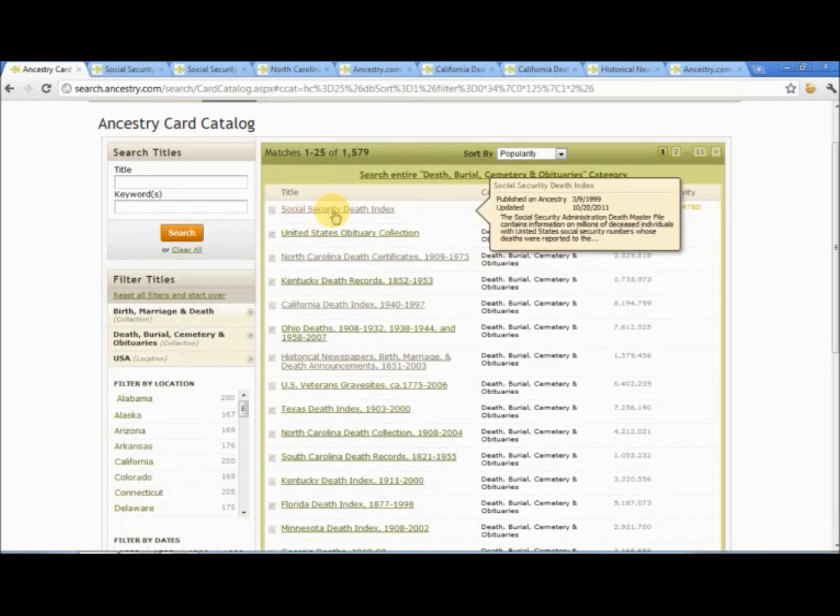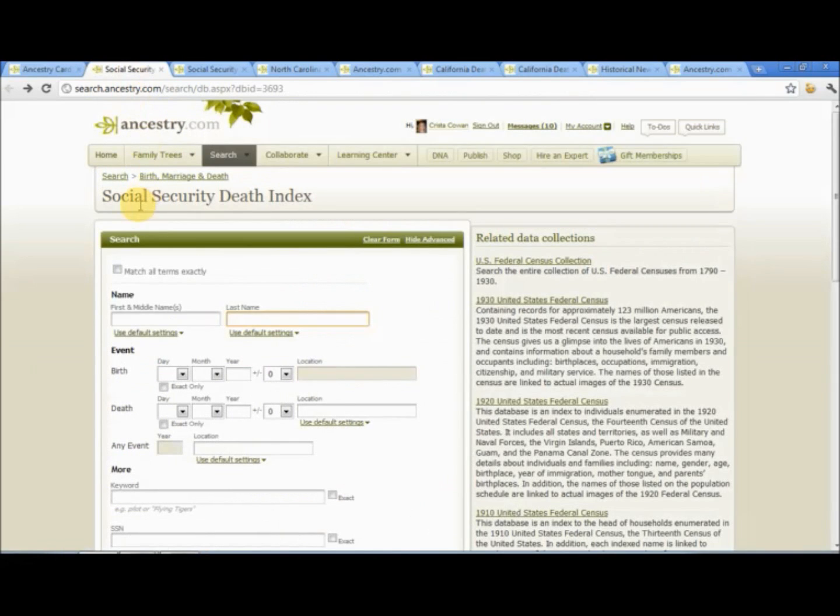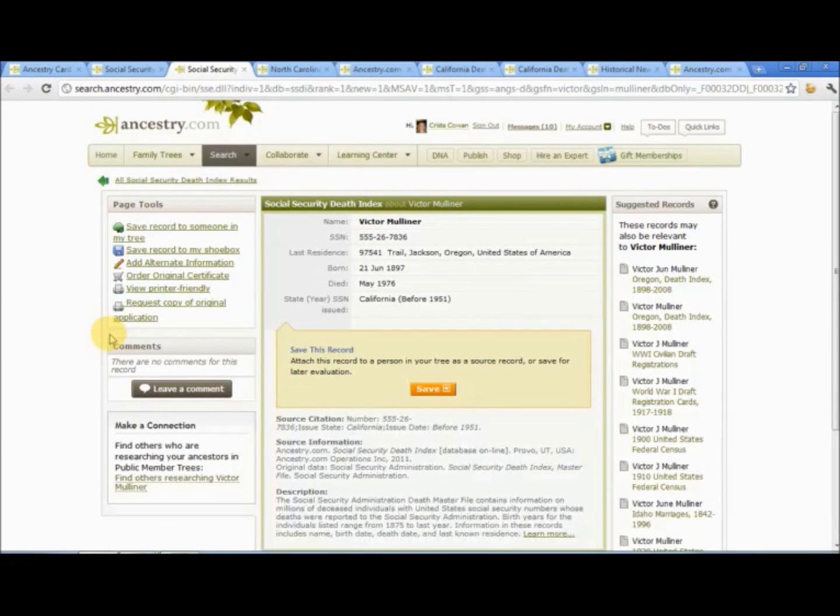One of the most popular is our Social Security Death Index. That covers people in the United States who had a Social Security card and whose deaths were reported to the Social Security Administration. Now when I look up, for example, my great-grandfather, Victor Mulliner, you'll discover here that I learn his Social Security number, his last residence, which was in Trail, Oregon, his birth date, and in this case the month and year of his death. I also learned that his Social Security card was issued in the state of California before 1951.